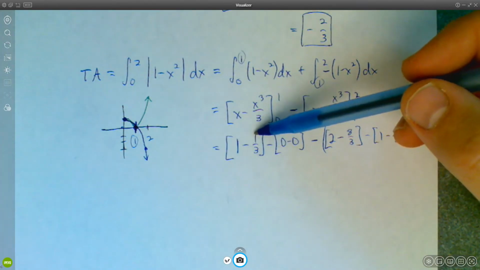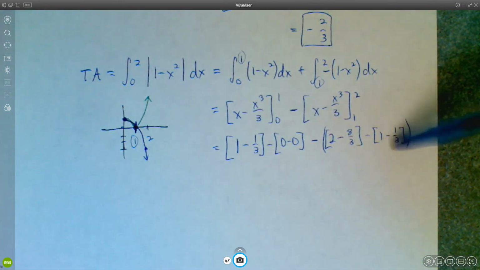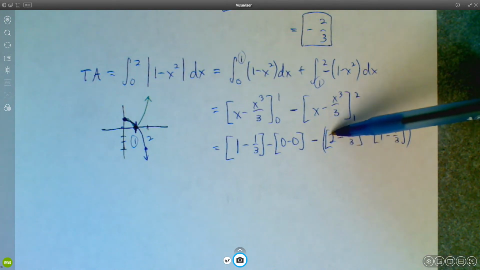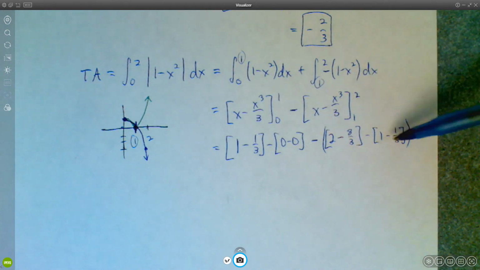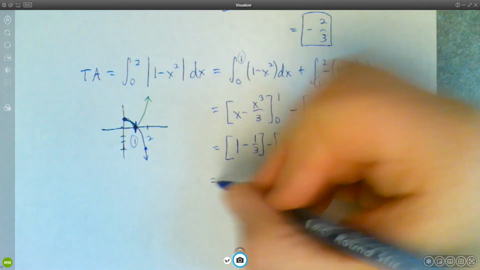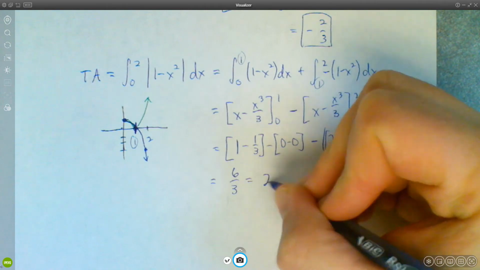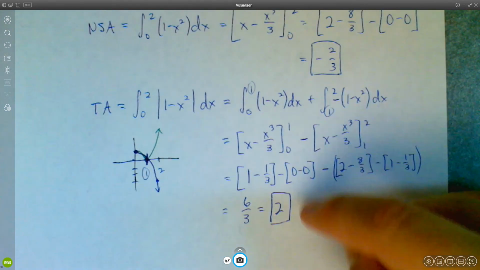Well, here I have a positive 1 minus 1/3, so this is 2/3. Here I have a positive 2/3, and here a negative and negative make another positive 2/3. So I guess that's going to make 4/3. Here I have 6/3 minus 8/3, negative 2/3, but this negative is going to make it positive as well. So I've just got a bunch of positive 2/3. I've got 2/3 plus 2/3 plus 2/3. So that's going to be 6/3, or in other words, 2. So the net signed area is negative 2/3. The total area is 2.